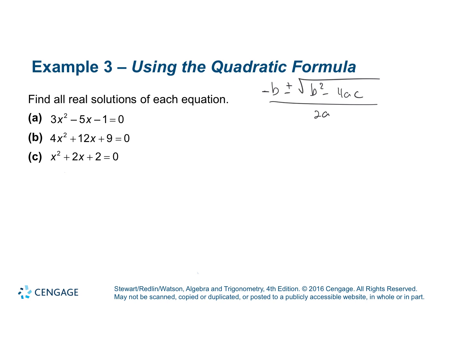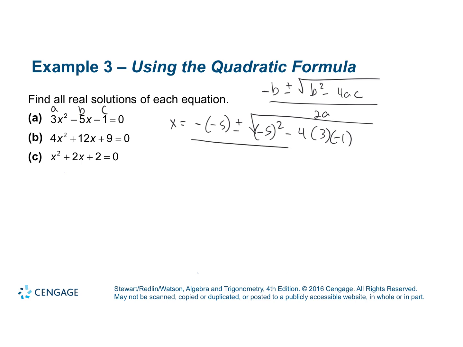Now, let's go over a. So we have our a, we have our b, and we have our c. So I'm going to write x equals negative 5 plus or minus the square root of negative 5 squared minus 4 times 3 times negative 1, all of that over 2 times 3.